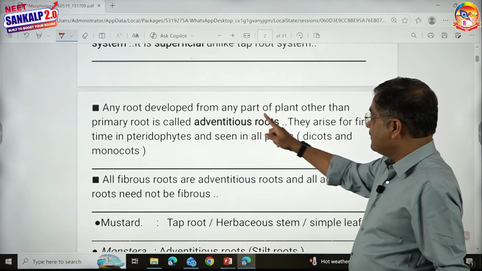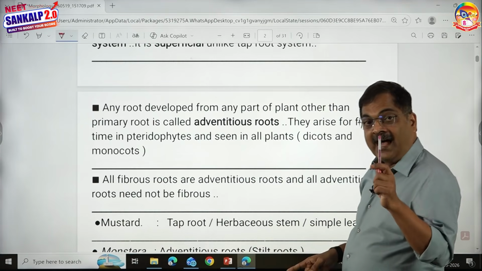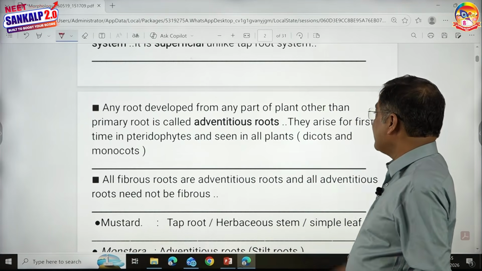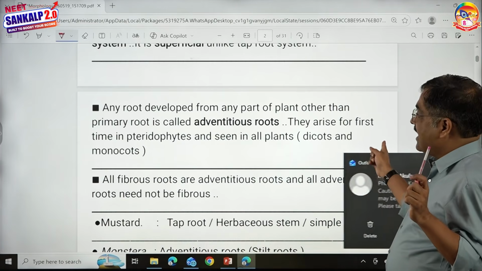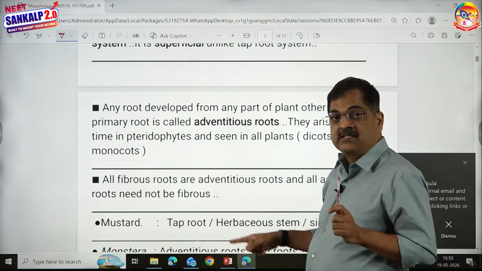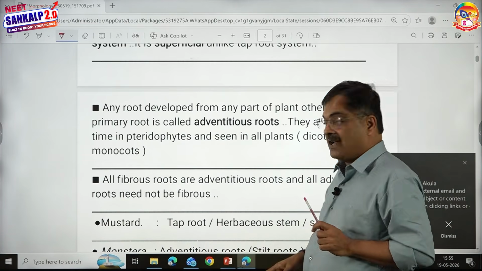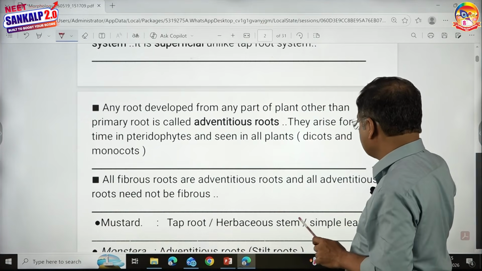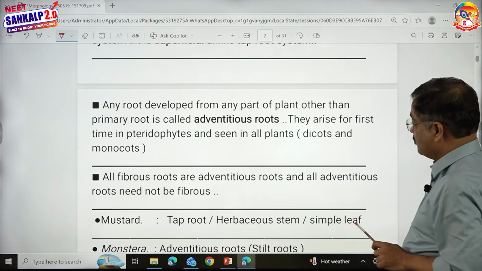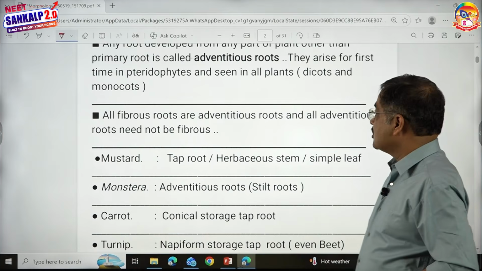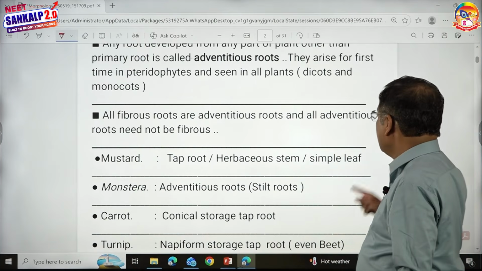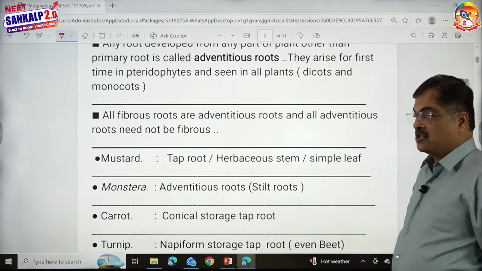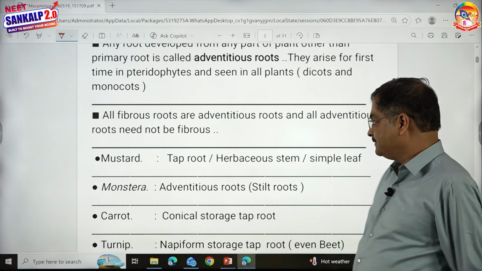All roots that develop from any part of the plant other than the primary root are called adventitious roots. They arise for the first time in pteridophytes and are seen in all plants, that is dicots and gymnosperms. Now, this point I told you: all fibrous roots are adventitious roots, and all adventitious roots need not be fibrous.